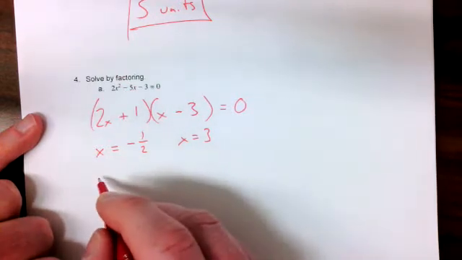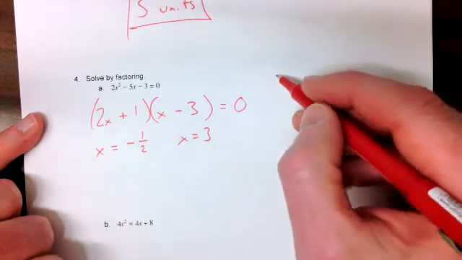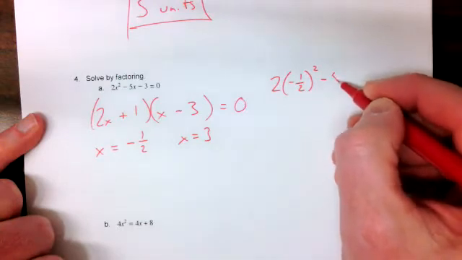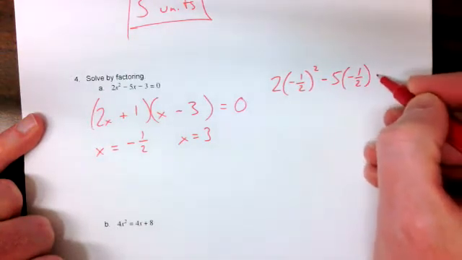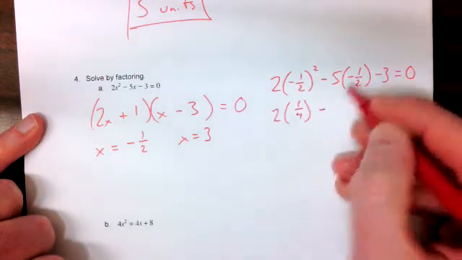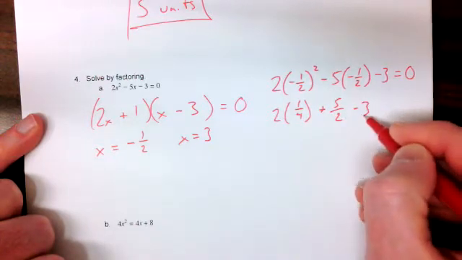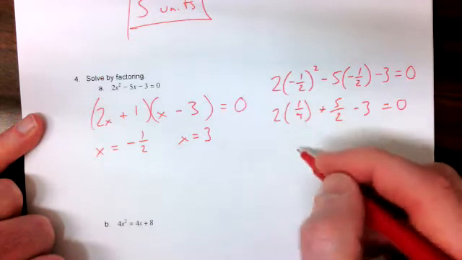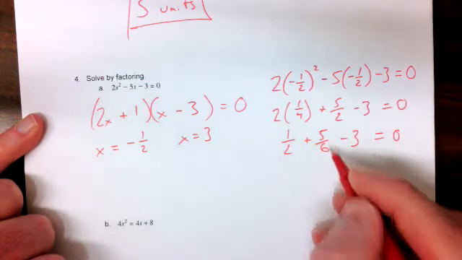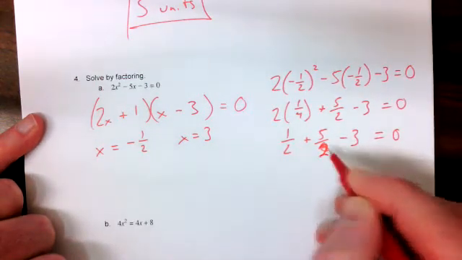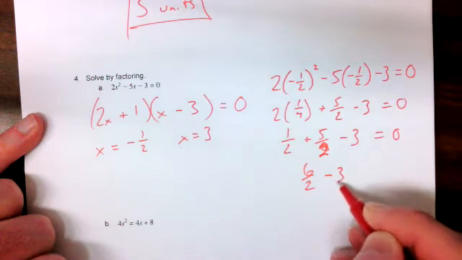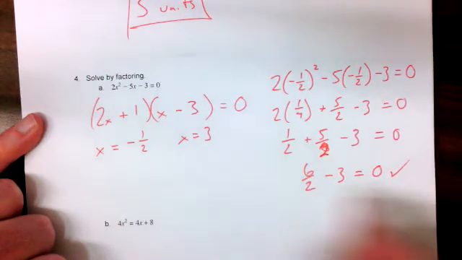The x equals negative a half. That'll take a bit more work probably. I don't think I can do that one in my head. 2 times negative 1/2 squared minus 5 times negative 1/2 minus 3 equals 0. 2 times 1/4 plus 5/2 minus 3 equals 0. 2 times 1/4 is 2/4, which is 1/2. 1/2 plus 5/2. Oh, this works out nicely. I was thinking 1/5, 1 plus 5 already. 1/2 plus 5/2 is 6/2. 6/2 equals 3. We can see that, right? Checks out. Both of these are good.